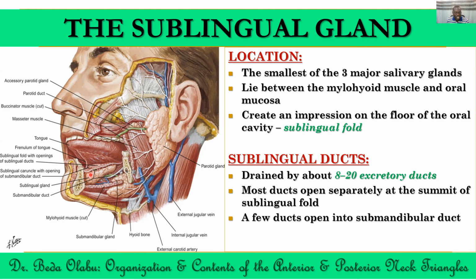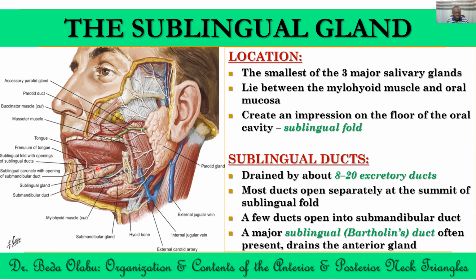A few ducts, and especially the ones in front, will drain directly into the submandibular duct. Occasionally, we may have a major sublingual duct, which is also called the Bartholin's duct. When present, it will drain the anterior gland. So it's not always there, but may be present. When present, it drains the anterior part of the gland.